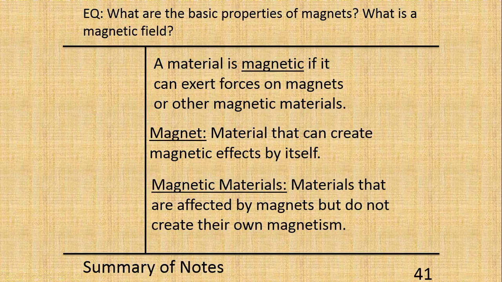Okay, so we basically have two different ideas here. You've got a magnet, which is a material that can exert this magnetic effect on other items, and then you've got items that are affected by it. So you've got a magnet that exerts the force, and then objects that are magnetic will react to that force.